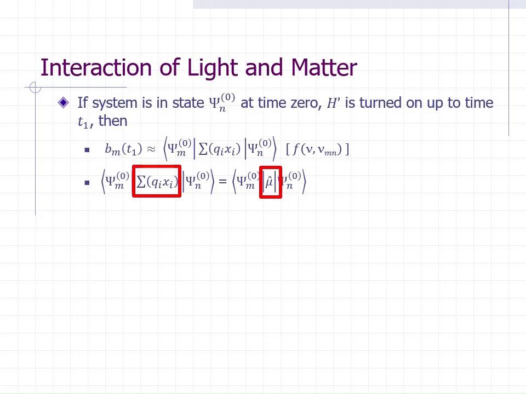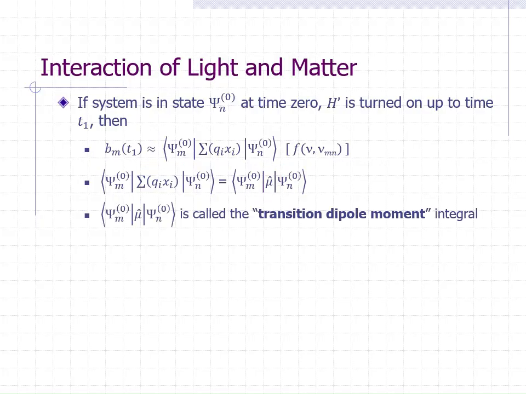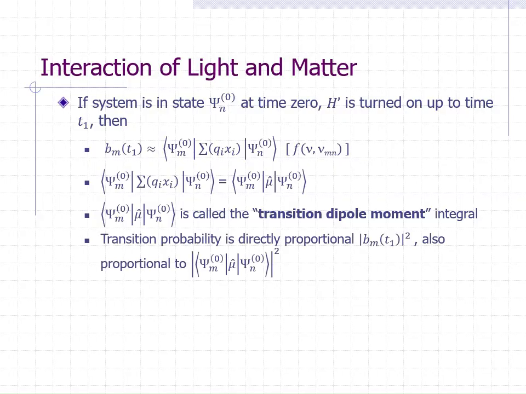Since the functions in the bra and ket are the wave functions of the final and initial states, this integral is called the transition dipole moment integral. Note that the transition dipole moment integral is proportional to b sub m. This means that the larger the transition dipole moment integral, the more likely the system will undergo an optical transition to state psi sub m naught.